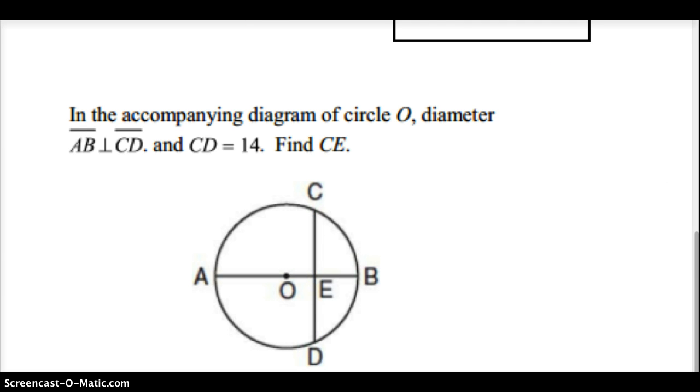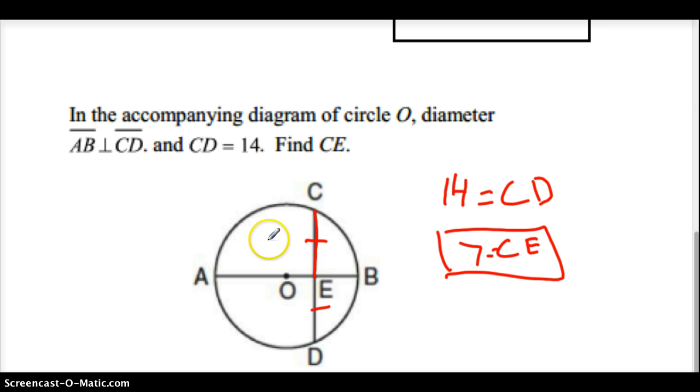Well, let's just take a look at this. CE is where? CE is this guy right here. Alright? Well, if I know the whole thing, CD, is 14, and I know that both of these are congruent, I would just say that 14 is equal to CD. And since I know that CE is half of it, I would just say CE is equal to this cut in 2, which is 7. Boom, this is 7, this is 7, easy peasy. Let's go on to our next challenge problem.